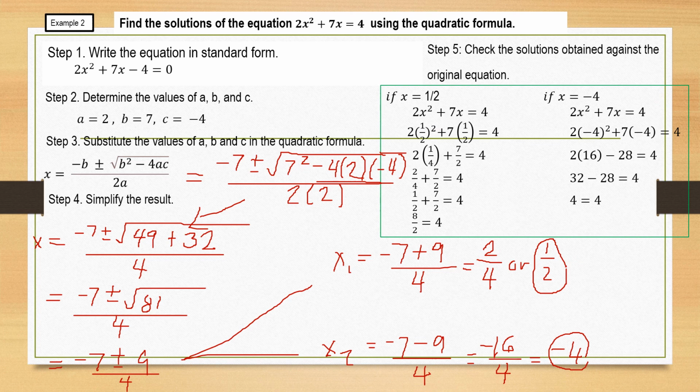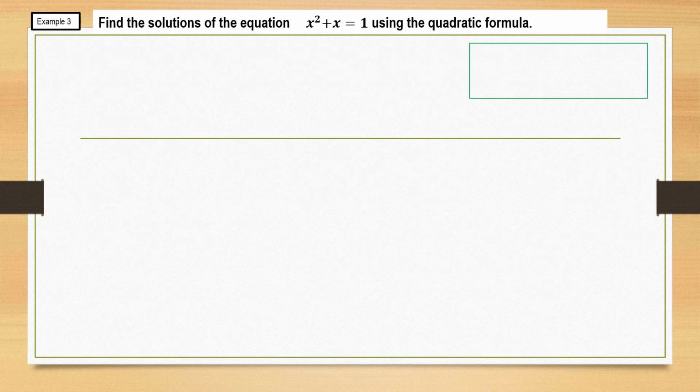As you can see, if we substitute the values of 1/2 and negative 4 into the original equation, they satisfy the given equation, which means that 1/2 and negative 4 are real solutions of the given quadratic equation. Okay, let's have another example.